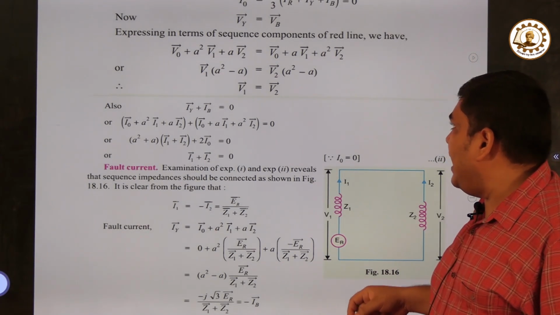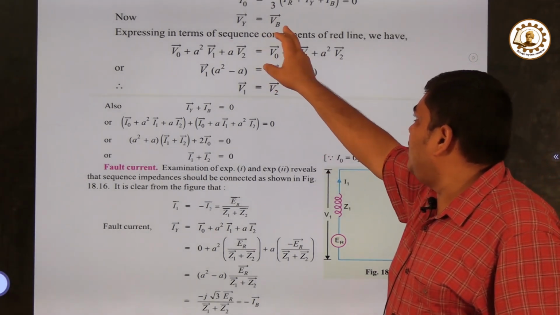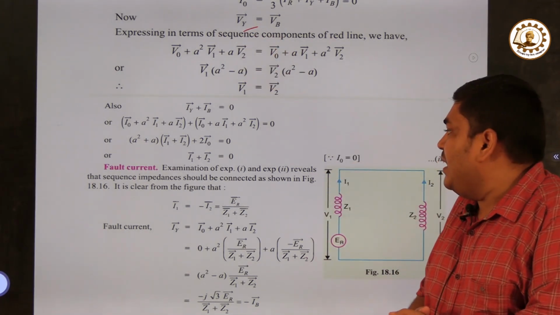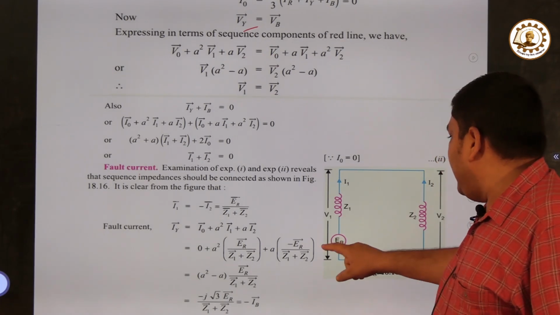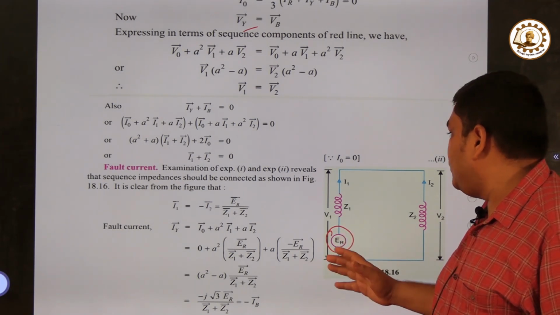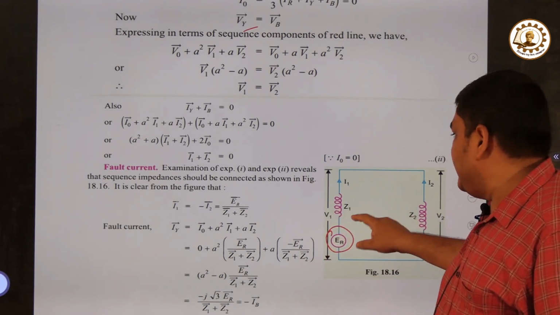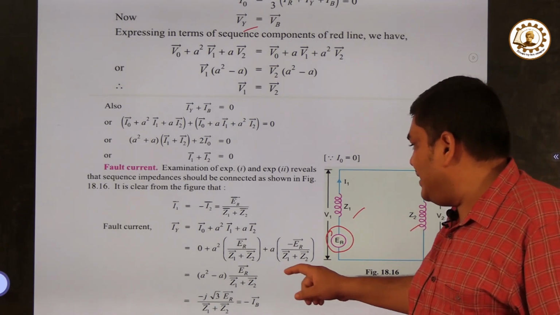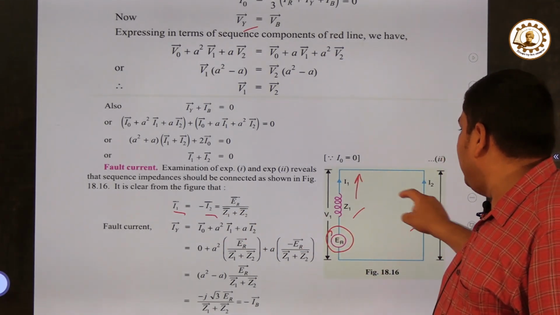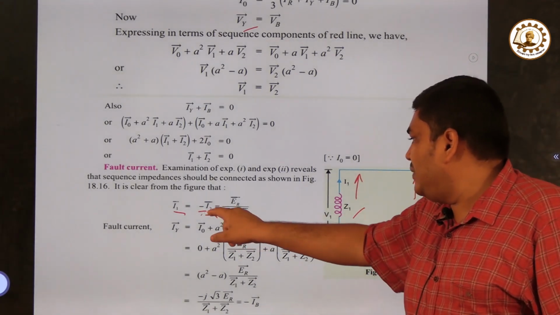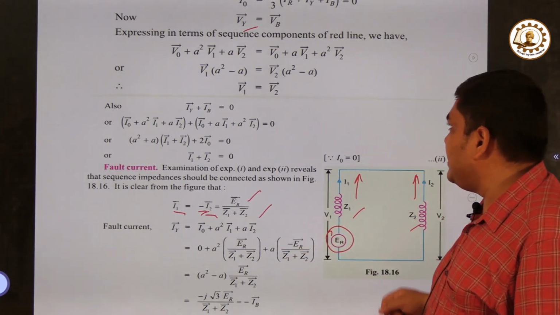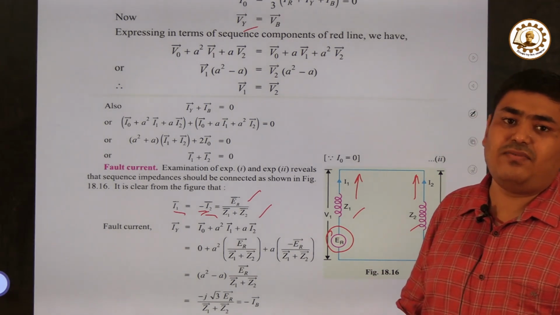Here you can see that VB is equal to VY because two phases are short circuited, and in this case there is only one generated EMF, and this generated EMF is connected to the two parallel impedances Z1 and Z2. So you get I1 equal to minus I2 because the direction is the same, that's why we put the minus, and ER divided by Z1 plus Z2. This is the simplified analysis of double line fault.